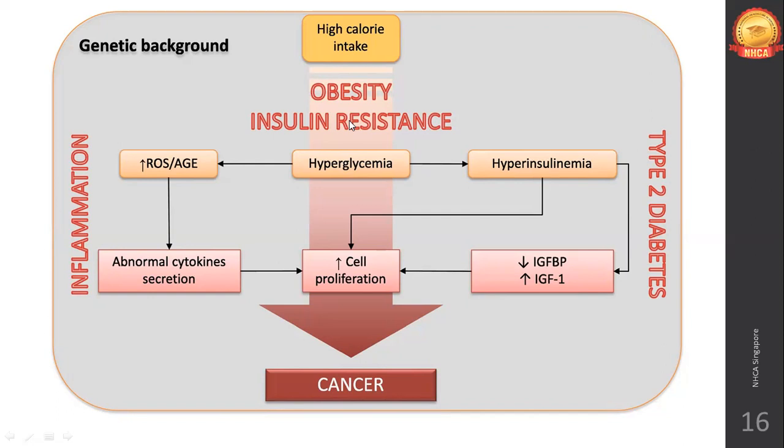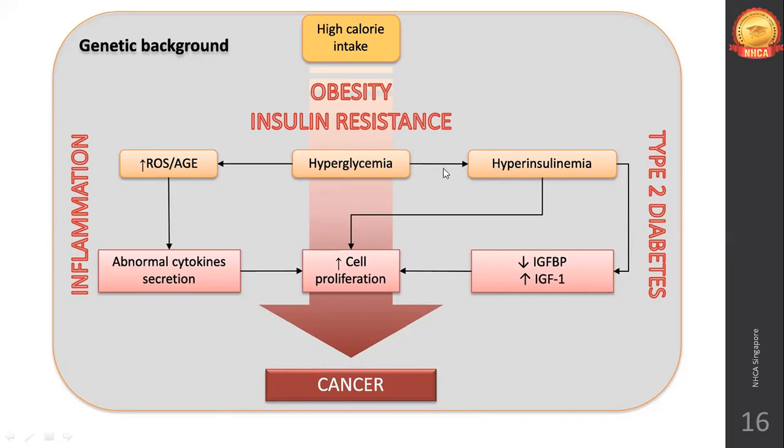So in insulin resistance, cells do not respond to insulin. They will not take up glucose. Glucose stays in the blood, keeping the blood glucose level high. It again leads to hyperglycemia, and high blood glucose levels will lead to hyperinsulinemia. The pancreas only reacts to blood glucose levels. Since blood glucose levels are not coming down, it will secrete more insulin into the blood.